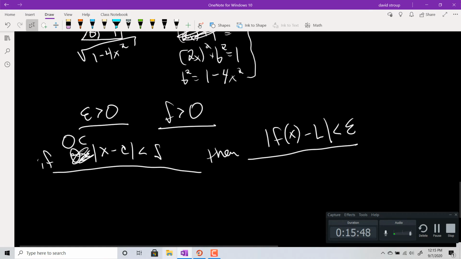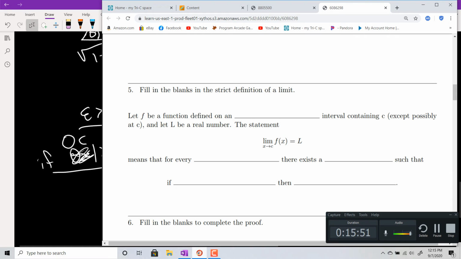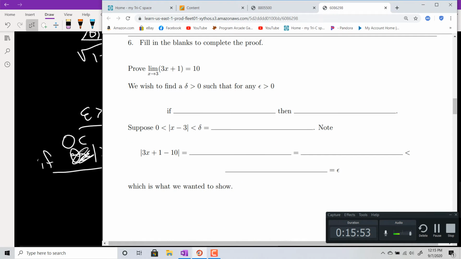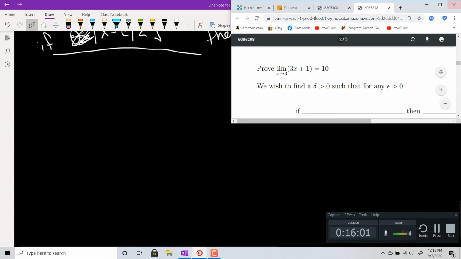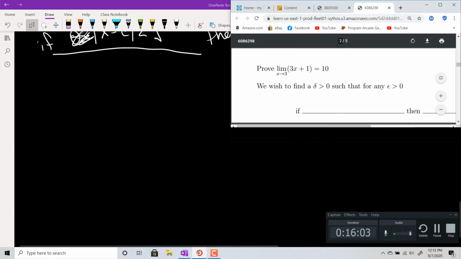All right then. The other two fill in the blanks are kind of like your worksheets. We'll go ahead and go through them. So number 6, fill in the blanks. So prove. Let's see if I can put them side by side here, so it's not idiotic.